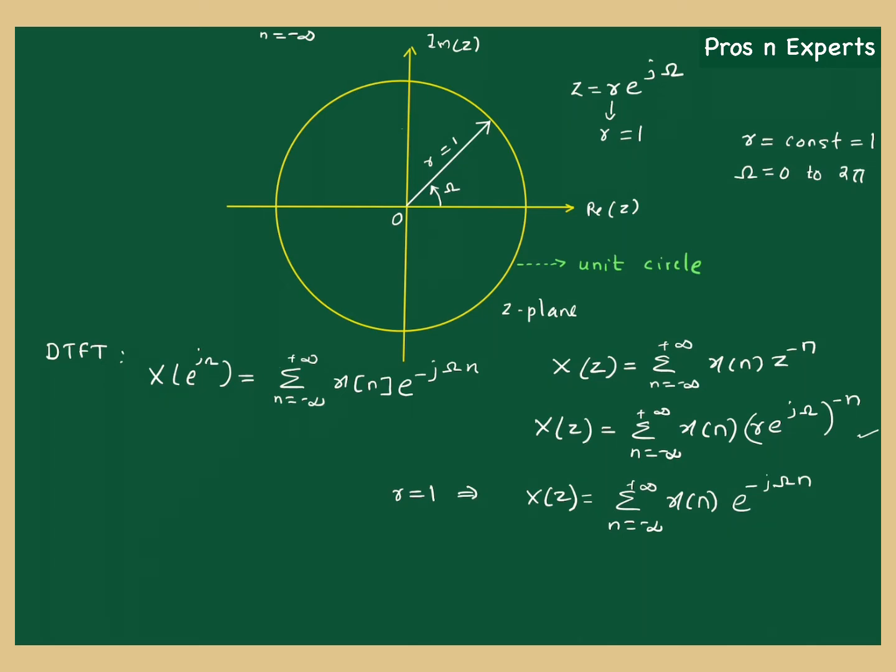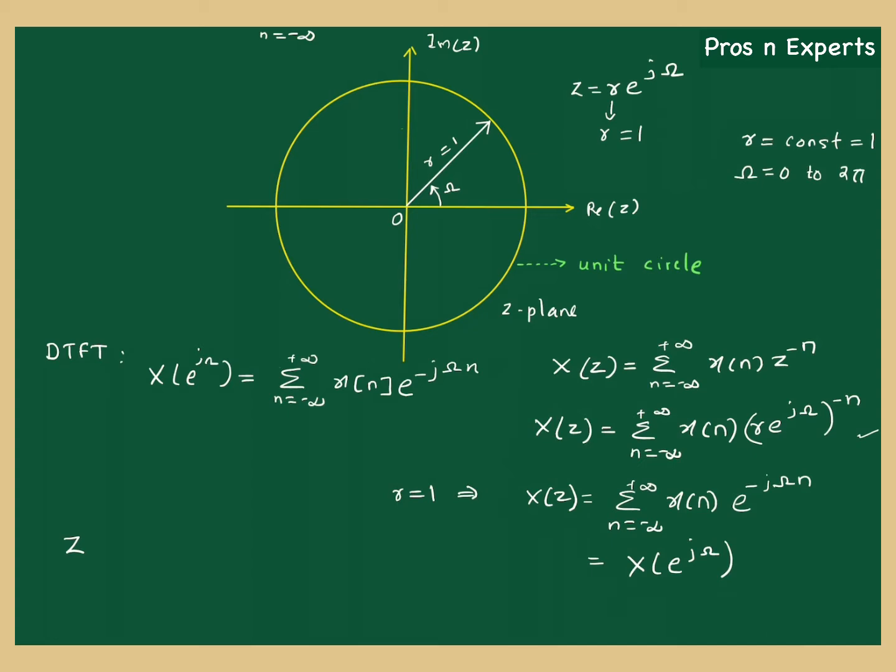So have you seen this equation anywhere else? Yes, of course. This is right near us. This is the equation for DTFT, nothing but DTFT. So I can write this equation as DTFT X of e raised to j omega. So what magic happened? We started with Z transform and ended up with DTFT.